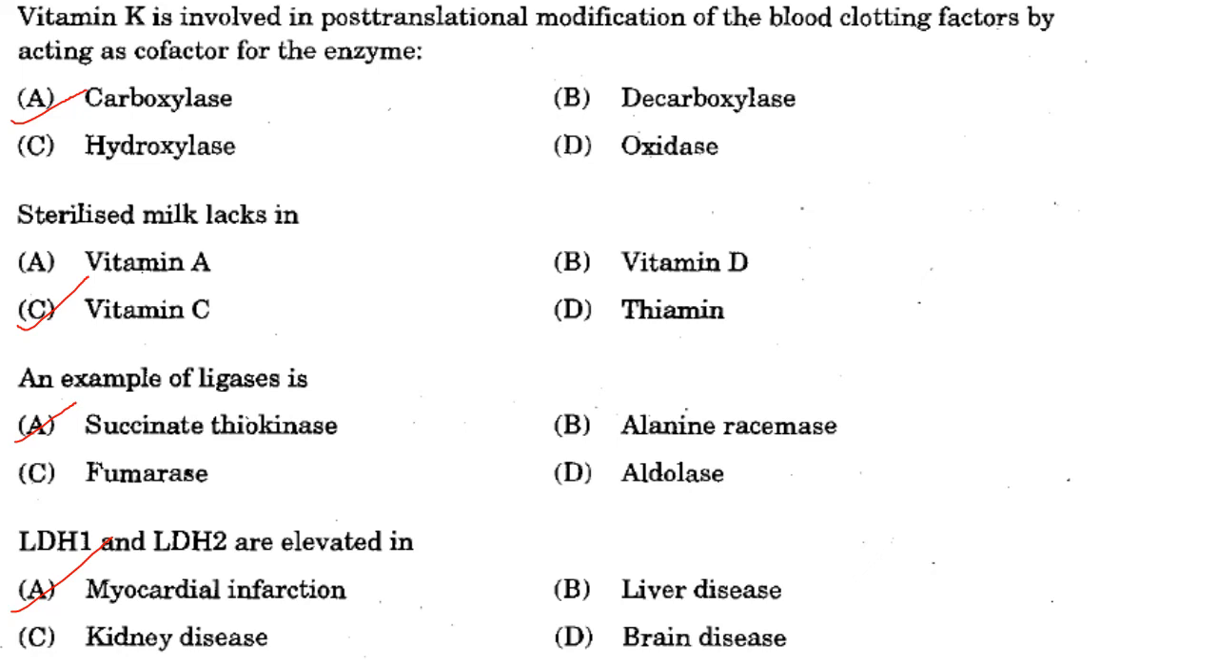Sterilized milk lacks in vitamin C. Answer is option C. An example of ligases is succinate thiokinase. Answer is option A. LDH1 and LDH2 are elevated in? So LDH isoenzymes 1 and 2 are more specific for RBC destruction, but these enzymes are also increased in patients with myocardial infarction. So answer is option A, myocardial infarction.